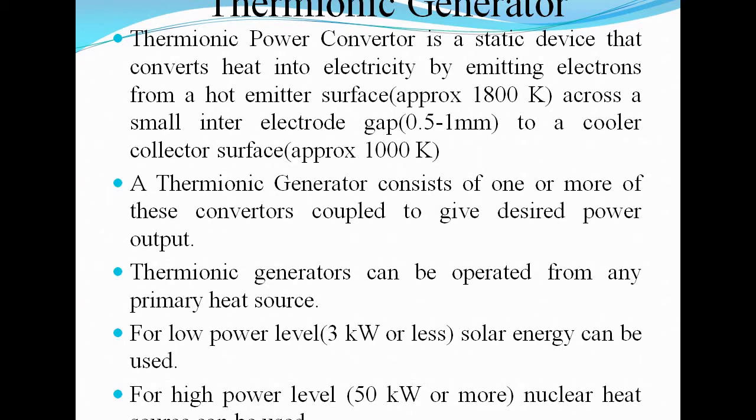One is the cathode and another is the anode. The cathode is heated at high temperature, so it is an emitter for electrons, and there is another electrode which is called the anode, which is at lower temperature than the cathode, and they are placed in a container and they have a gap of around 0.5 to 1 mm.